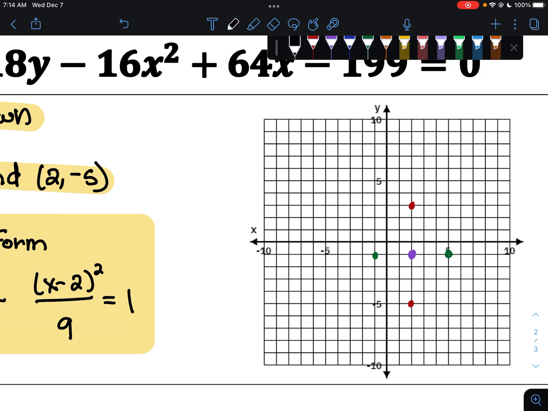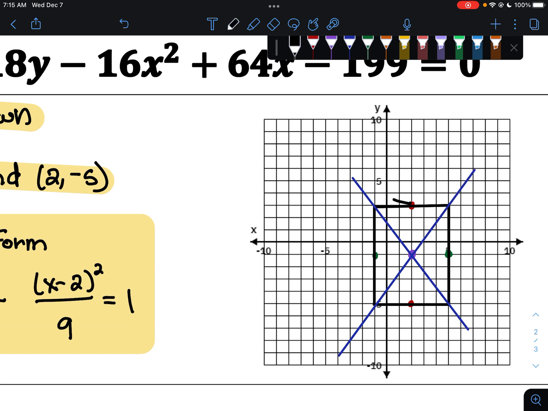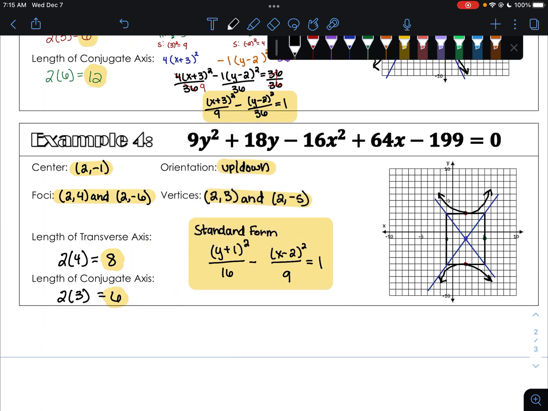Now I build the rectangle to help me get my asymptotes, so we don't have to find the equation. Draw in my asymptotes from here to here. And we said that it opened up and down, so it would look something like this. Boom. And that would be our hyperbola.